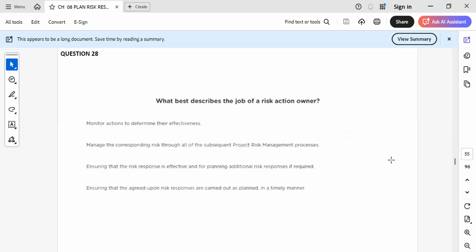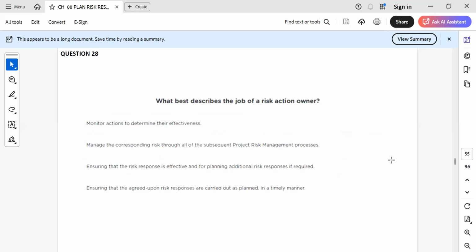A risk action owner is actually like a skilled laborer who is executing the response activities. A planning manager or a quality manager can be a risk owner, but the table puller and masons can be risk action owners. The question is asking what best describes it. I think D is more appropriate, because only D is the right answer. The other options are for the risk owner, not the risk action owner.